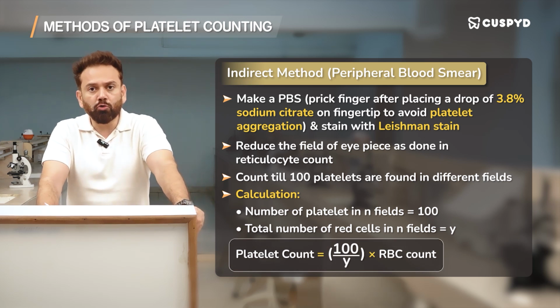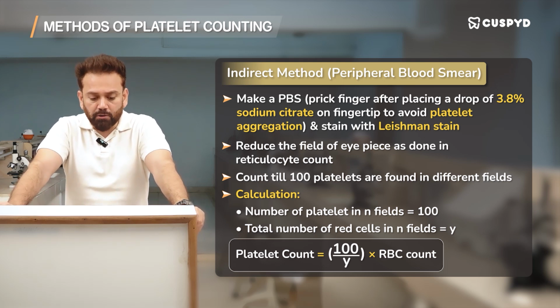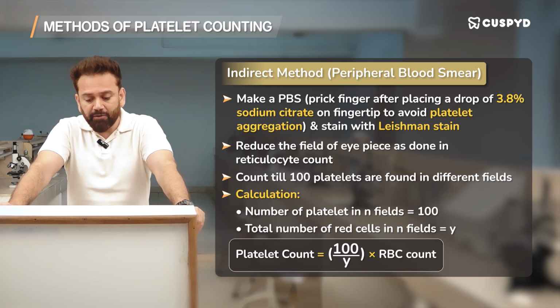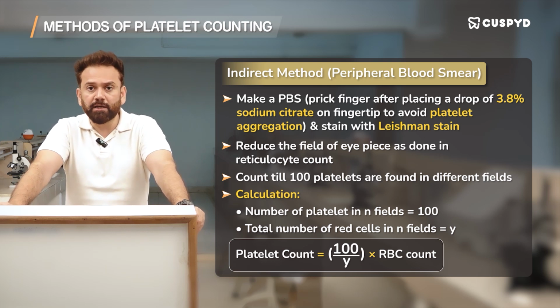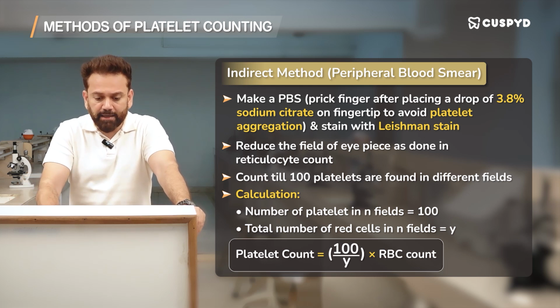But you should know the number of RBC. So this is the only shortcoming, that you should know the RBC count. And in severe anemia, sometimes there is falsely elevated platelet count if you are using the indirect method. So that can be a drawback. Otherwise, we can use the indirect method also.